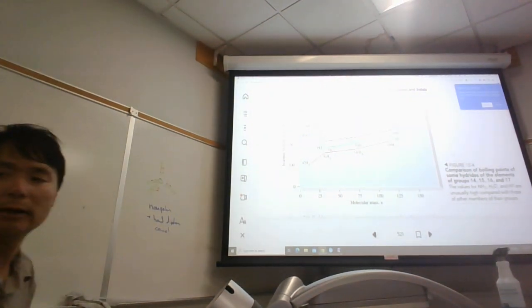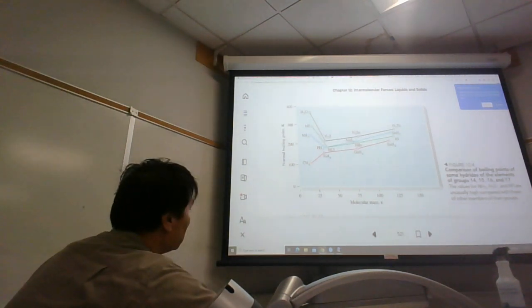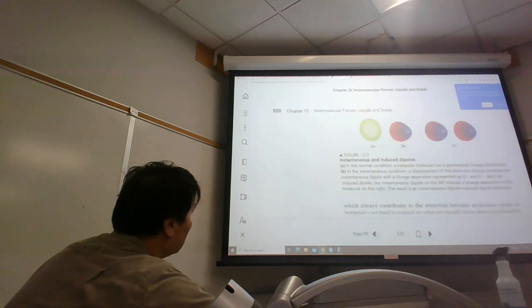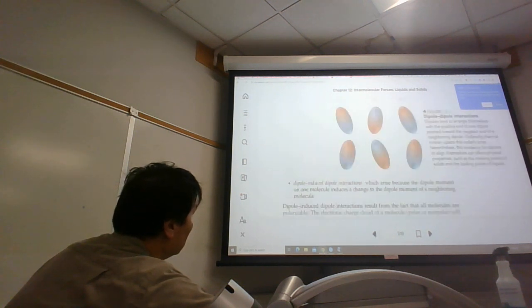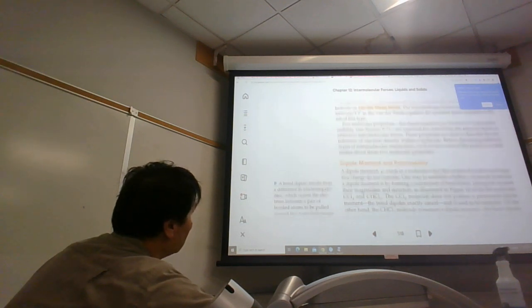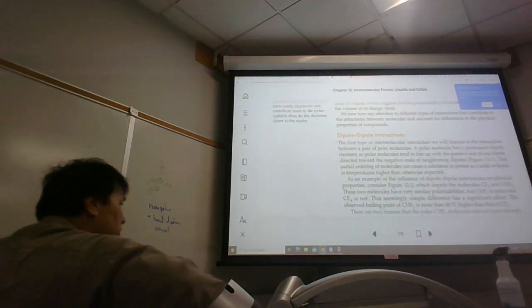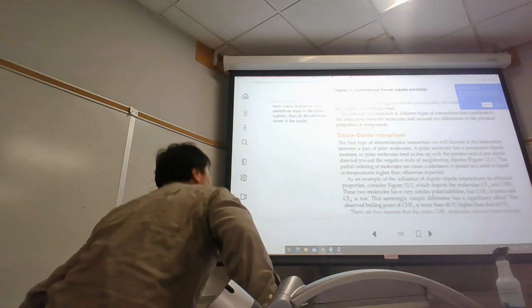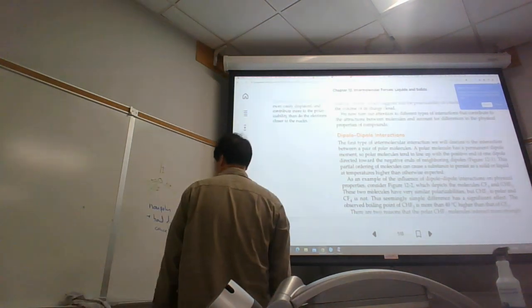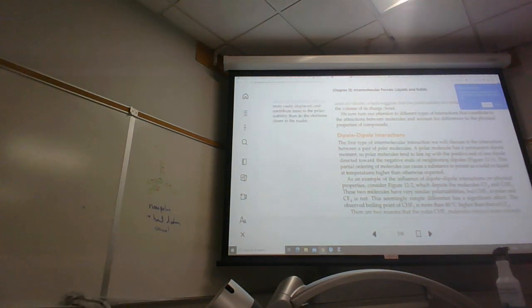Okay, so those are the instantaneous induced dipoles, what we talked about first. Next, we're going to talk about dipole-dipole interactions. Dipole-dipole interactions are between polar molecules. And these are going to have permanent dipoles.